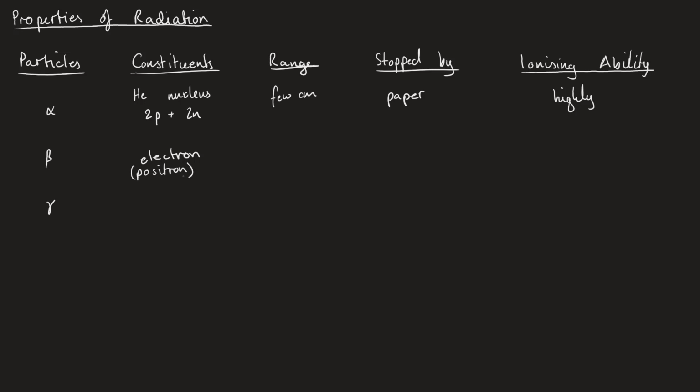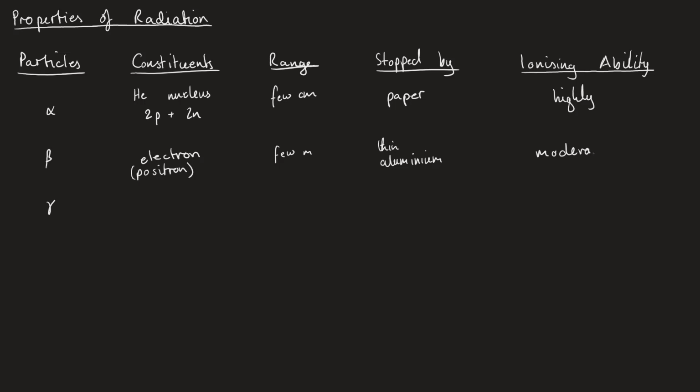The range on beta is a little bit longer because they have a smaller mass. They can travel further, so they have a range of about 1 meter. So I'm going to say a few meters because it does depend on how much energy the beta particle is emitted with, and these, because they have higher energy, are stopped by thin aluminium. So it requires a stronger material to stop this beta particle from passing through, and these are moderately ionizing.